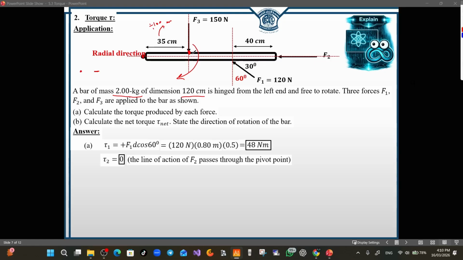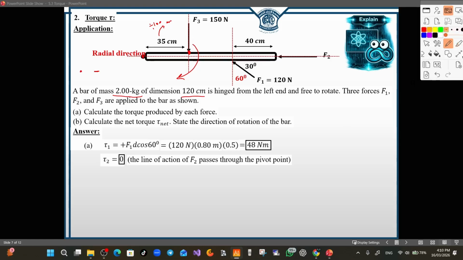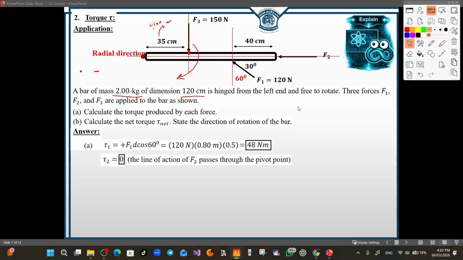And finally, what about the angle? Now the angle here should be the angle between the force and the tangential direction. There is no angle, so the angle is 0, which means the cosine will be 1. So no need to invoke the cosine in our work. And the torque 3 will be only minus, because it's rotating in the clockwise direction, F3 times d. So minus, F3 is given by 150, the distance is 0.35, and the answer is minus 52.5 Newton meter.